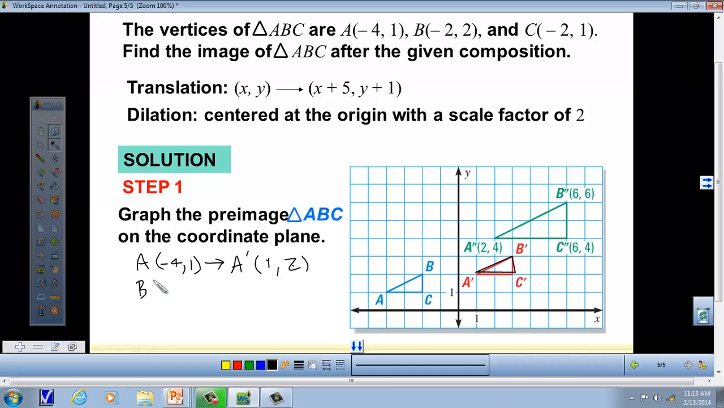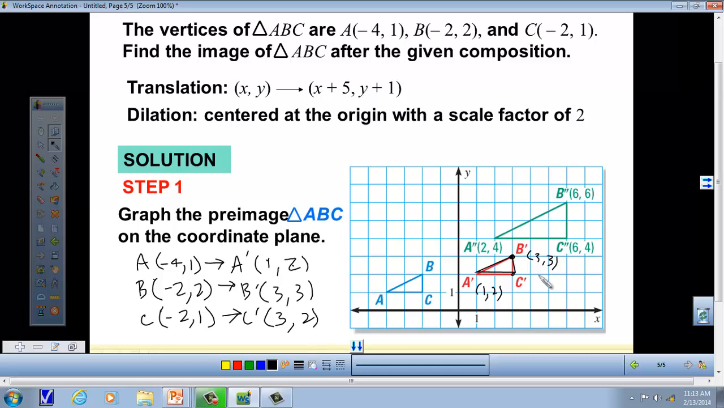So for B, we're at -2, 2. And for our B prime, -2 plus 5 is 3, and 2 plus 1 gives me 3. So that gives us our B prime, which is 3, 3. And as we said, A prime was 1, 2. And then C, the original C is -2, 1. -2 plus 5 gives me 3, and 1 plus 1 gives me 2. So that gives me my C prime, which is 3, 2.